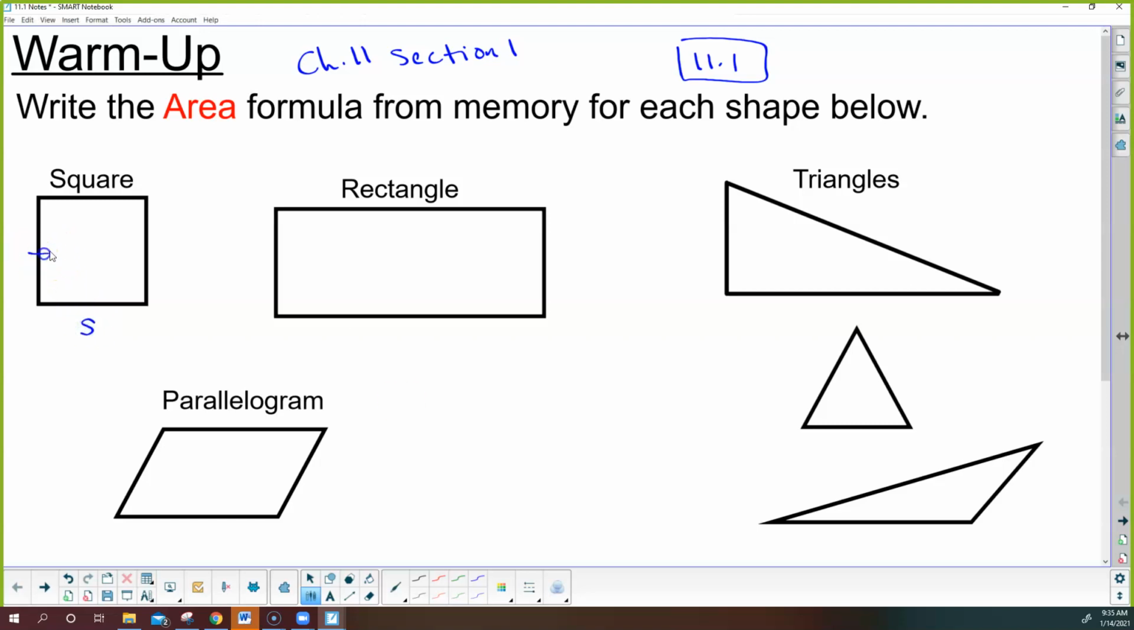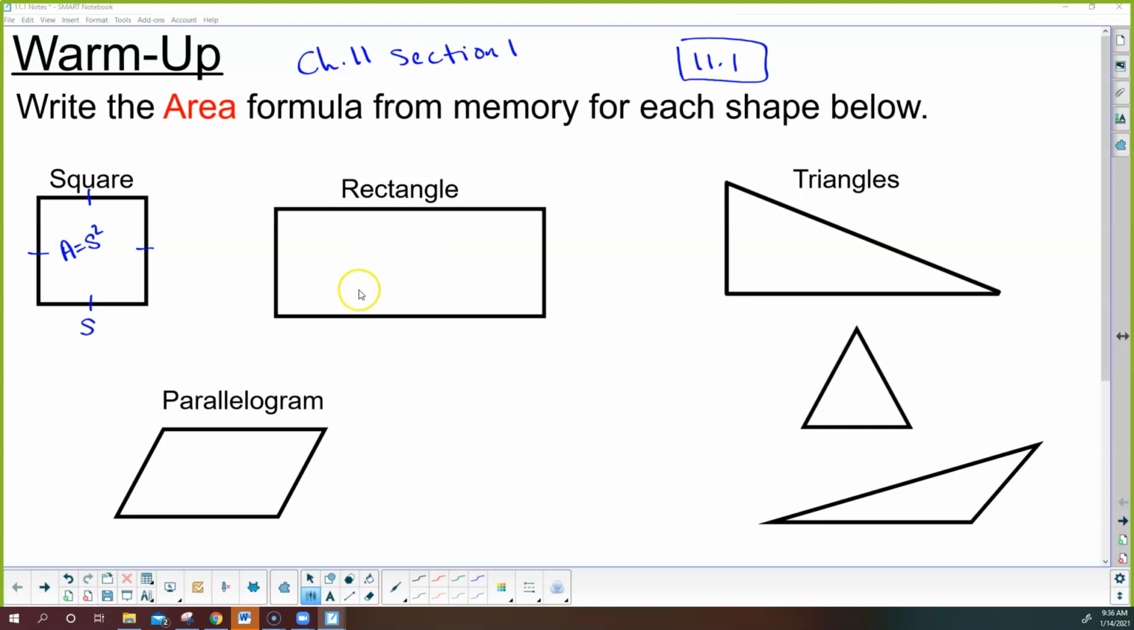All right, so when we talk about a square, it has a side length of s. And we know all the properties of a square, right? It's got 4 congruent sides. So the area formula for a square is side length squared. And yes, you could do length times width. That will get you the same answer. But it will be to your benefit, when you're doing the area of a square, to call it side length squared.